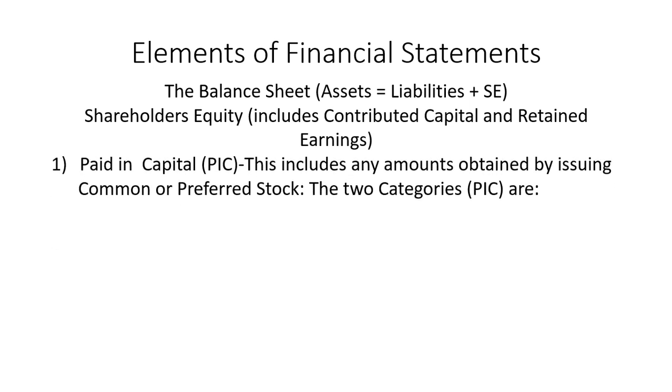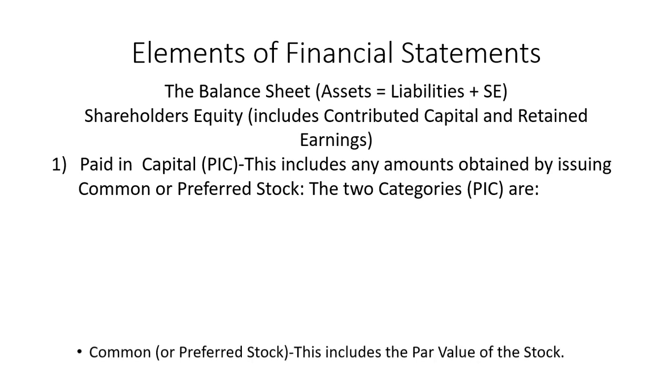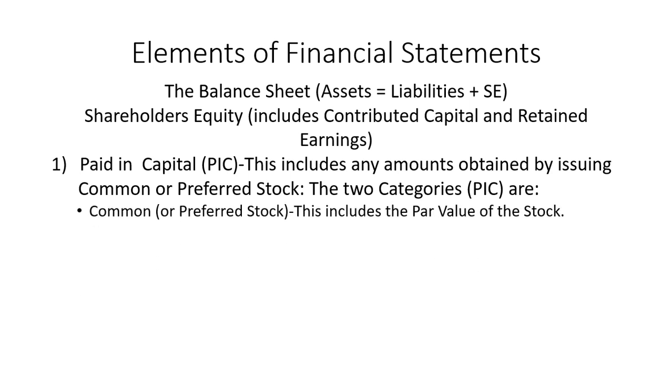The first one is paid-in capital. I put contributed capital, but it's the same thing. Some people call it contributed capital, and I use both names, obviously, and some people call it paid-in capital. This includes any amounts obtained by issuing common or preferred stock. Now, paid-in capital has two categories. There's an account, a line item, for the common or preferred stock that was sold.